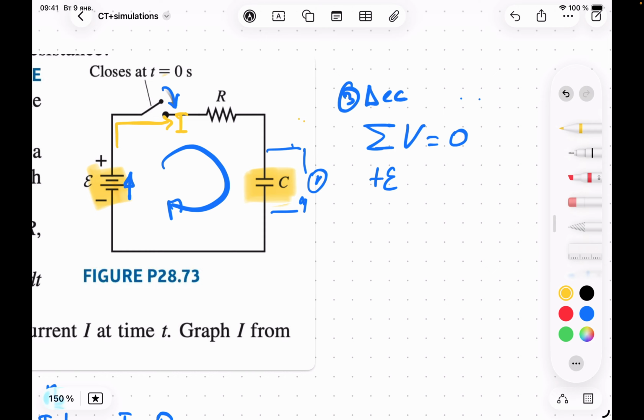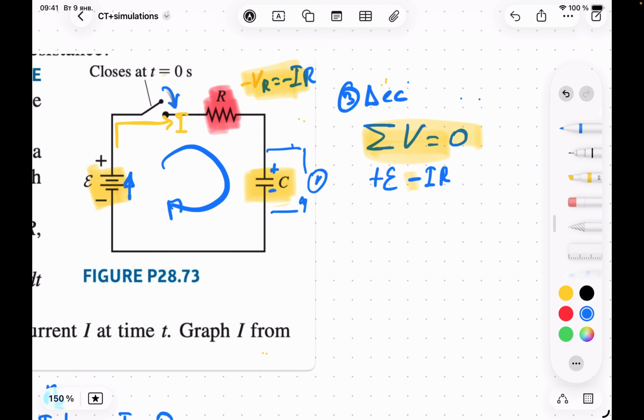When we close the switch, the potential difference of this resistor will be minus, using Ohm's law. We have to use Ohm's law. This is our second decomposition: Ohm's law, Kirchhoff's law. So it will be minus IR.